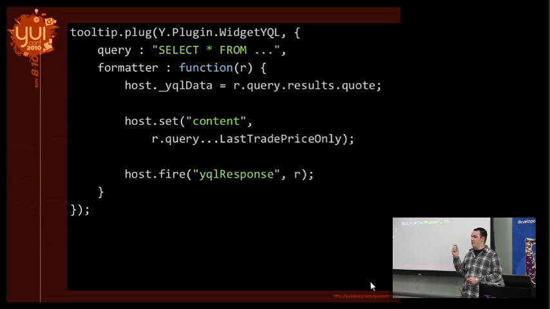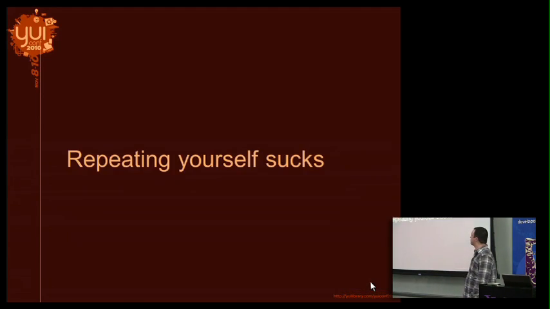If you've seen them, they're like 8 levels deep before you get any real data you care about. So we're going to go through, get the data we care about, call up to our host, and set the content to the last trade price only, which is a field which is the last trade price for this particular YQL query that we made asking for financial data on whatever the host object's stock quote was. And then for fun, we're going to fire a YQL response with the results. This isn't strictly necessary, but it's good to do. It's useful for other people that may want to use this widget, or this plugin for your widget, excuse me.